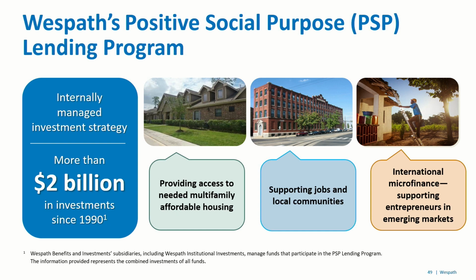Now, I mentioned earlier that I'm not the one making day-to-day buy and sell decisions on stocks. However, there is one internally managed investment strategy here at Wespath, and that is our Positive Social Purpose Lending Program. This investment strategy has been around since 1990 and was born out of a directive from our board of directors that we needed to do something about the housing crisis. Back in 1990, the program was seeded with $25 million through an initial investment. And since then, we've invested over $2 billion into affordable housing in all 50 states, and even Puerto Rico.